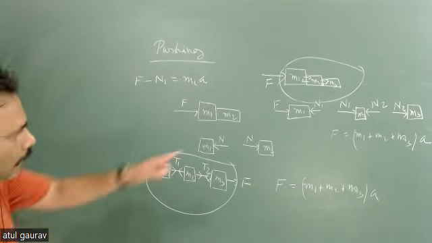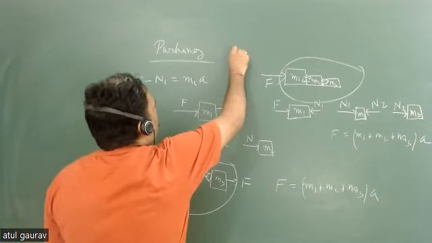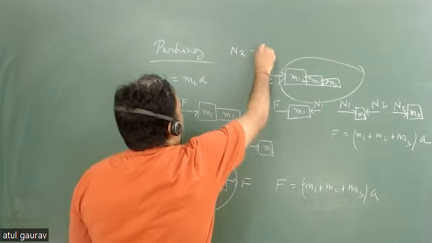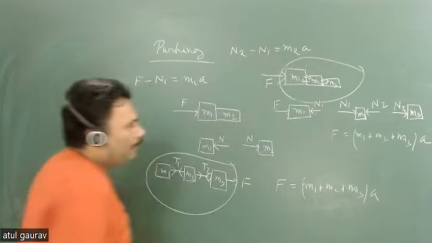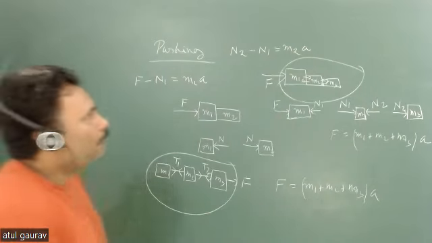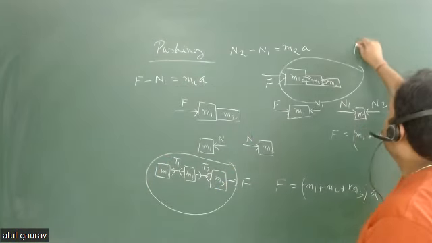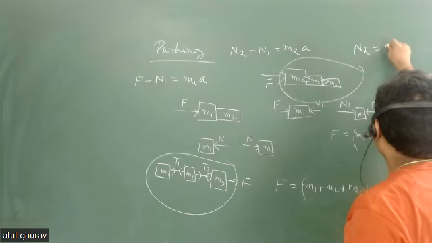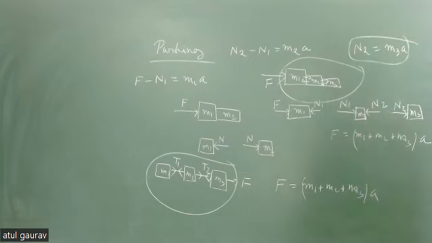And what about M2? N2 minus N1 is equal to M2A. What about M3? N3 minus N2 equals M3A. Very good. N2 is equal to M3A. That's it. Are you getting my point?